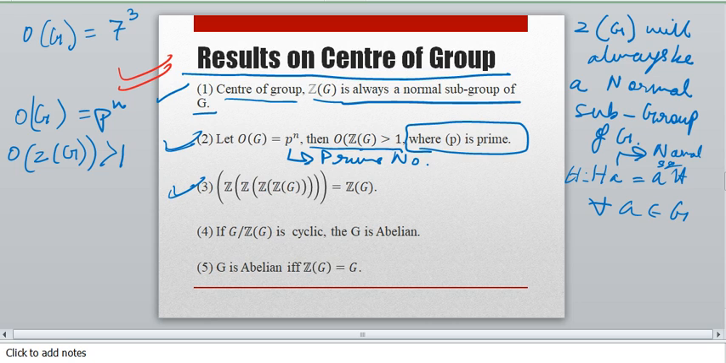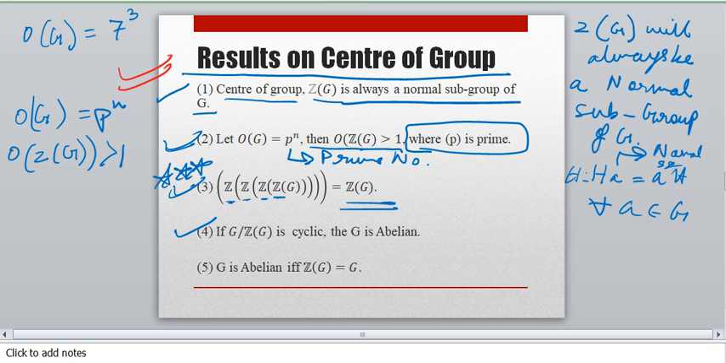It looks very confusing, but that's not confusing at all. The center of the center of the group will be actually just Z(G). Very simple actually, but equally important. Simple but important. So Z(Z(G)) will be equal to just Z(G). Alright, so let's move on to the next one.